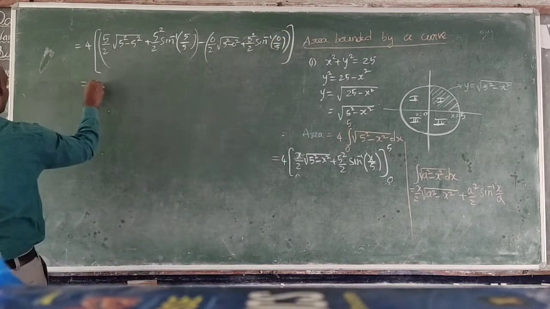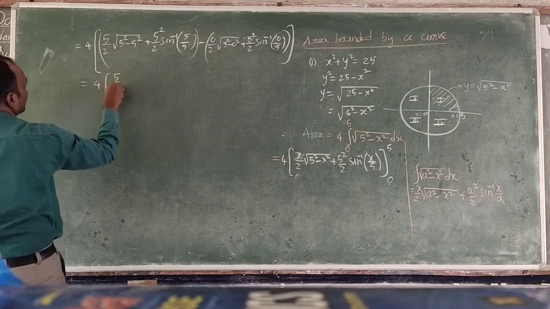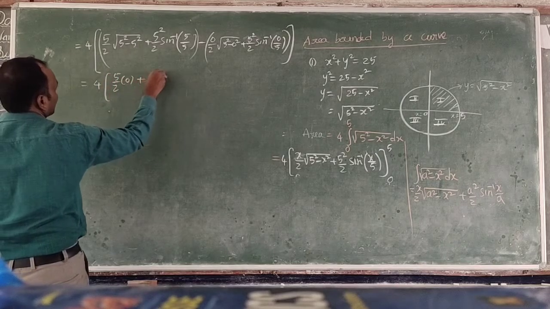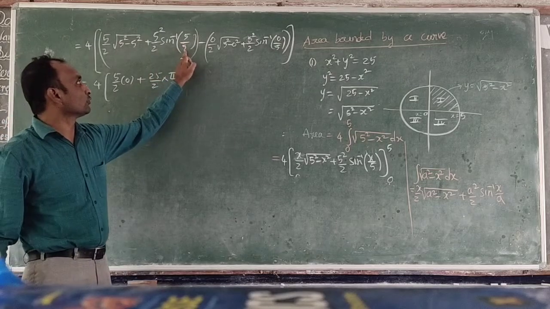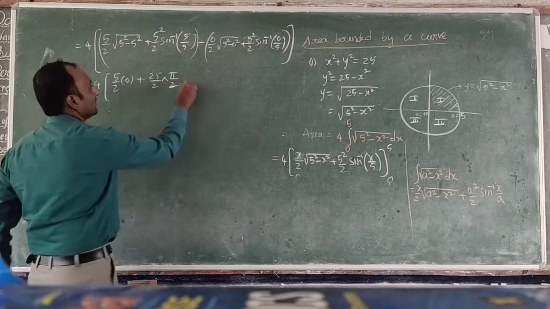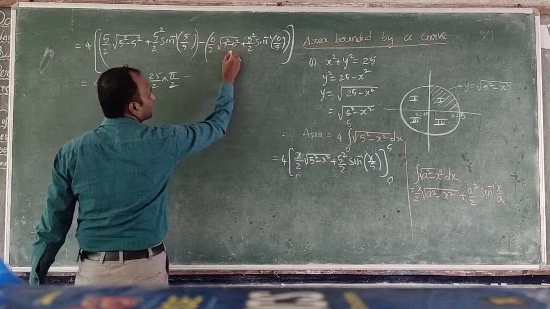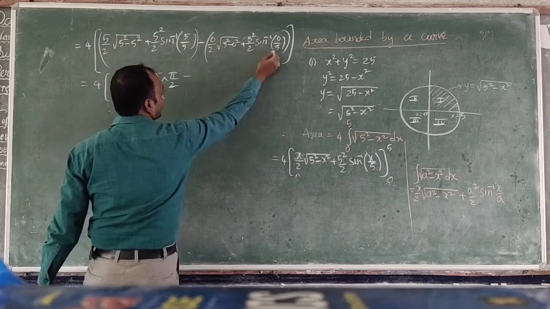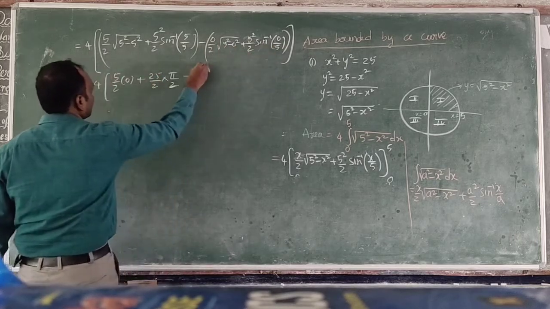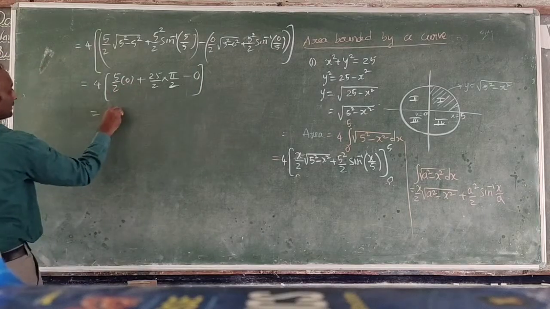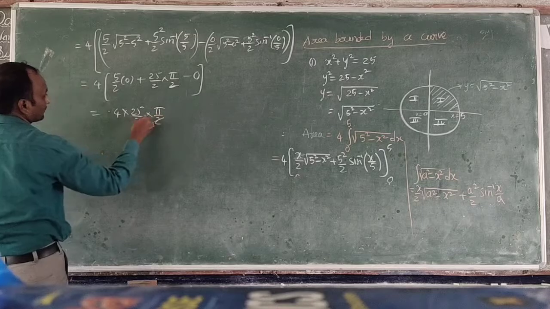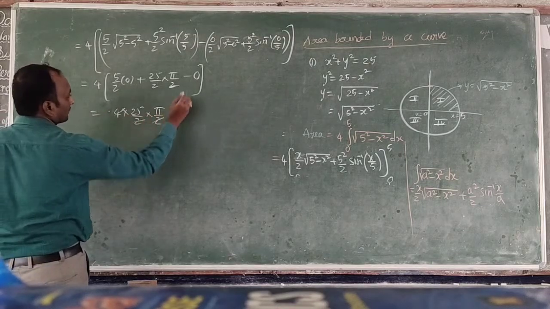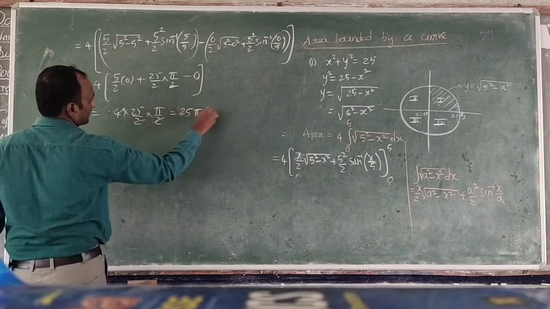Let's calculate. It is 5 by 2 into 0 plus 25 by 2 into sin inverse 5 by 5, which is sin inverse 1, which is pi by 2, minus this part, which will be 0 because 0 into everything is 0, and sin inverse 0 is 0. So it is 4 into 25 by 2 into pi by 2. The 2 twos are 4 and cancel, giving 25 pi square units.